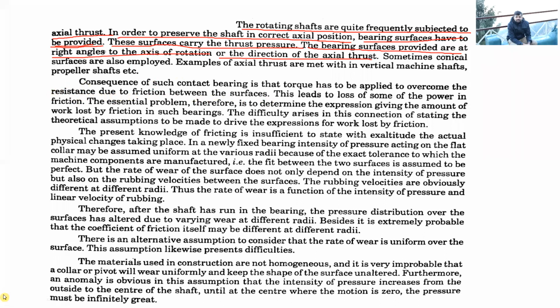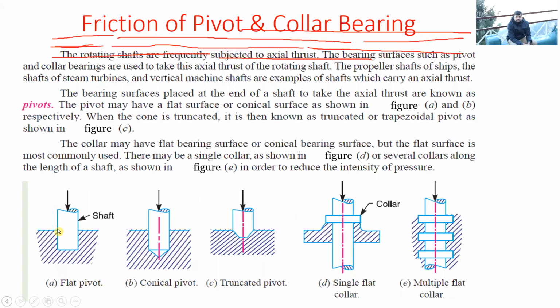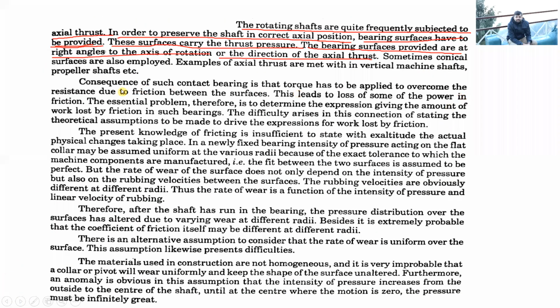As you can see, so much of the shaft surface is in contact with the bearing, so there will be a lot of friction, and that friction we need to overcome. So a lot of initial torque is required to overcome that friction. Now this leads to a loss of some of the power in the friction. Since a lot of torque is required, obviously there will be loss of some power to overcome this friction.